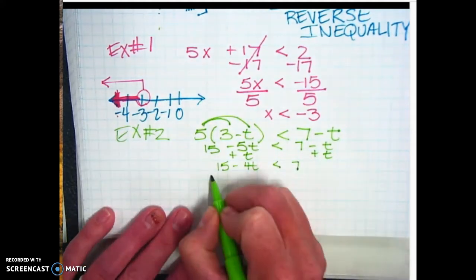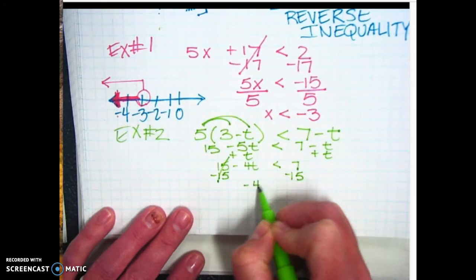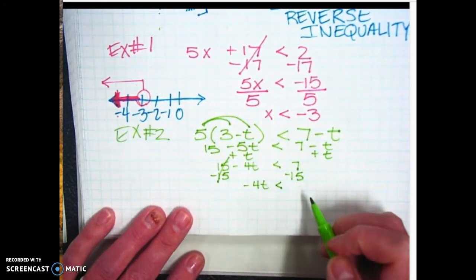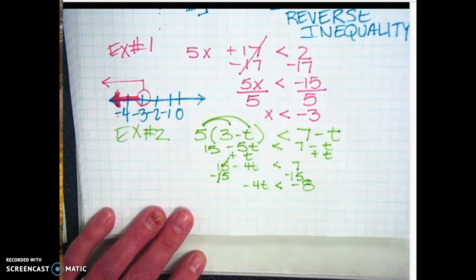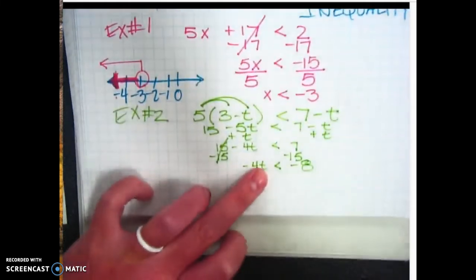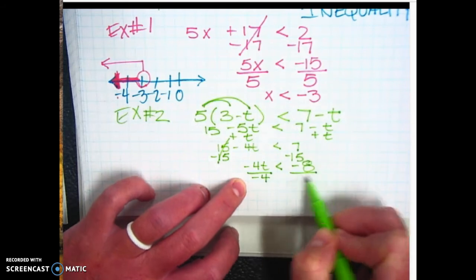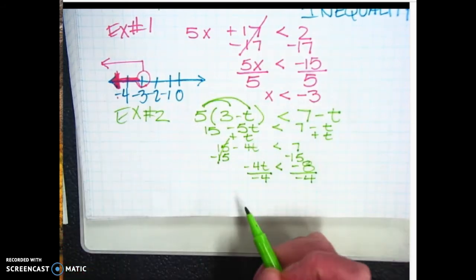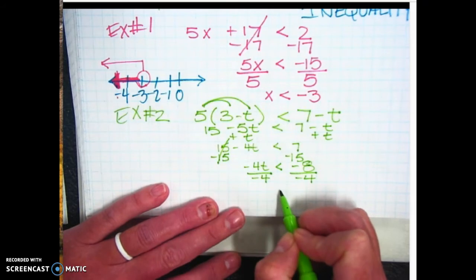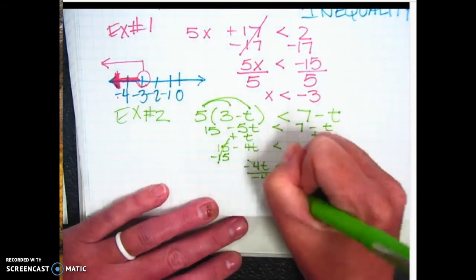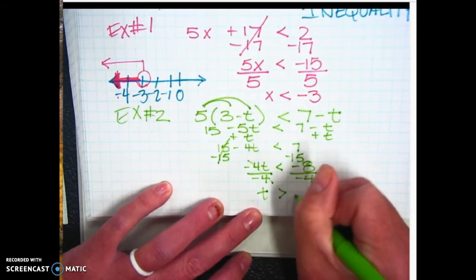The next step, I'm going to subtract the 15. These cancel, leaving us with negative 4t less than 7 minus 15. What is that? Negative 8. Okay. Now here's the big moment, right? That t is being multiplied by negative 4, so we have to divide by negative 4. This is the step where when you multiply or divide by a negative number, you want to take that inequality and flip it around. So instead of being less than, it's going to be greater than. These cancel, and we have t on the left. So t is greater than what? 2, positive 2.